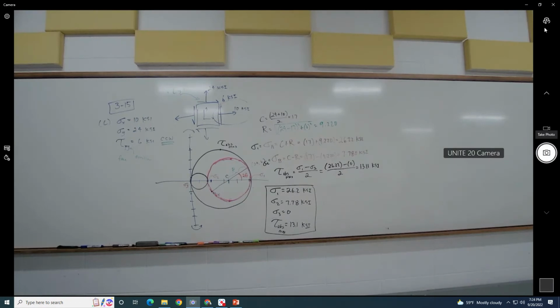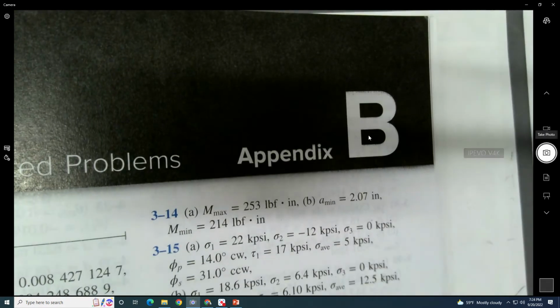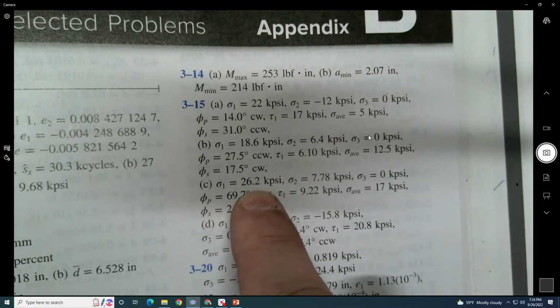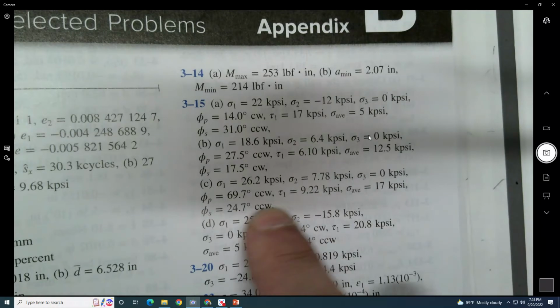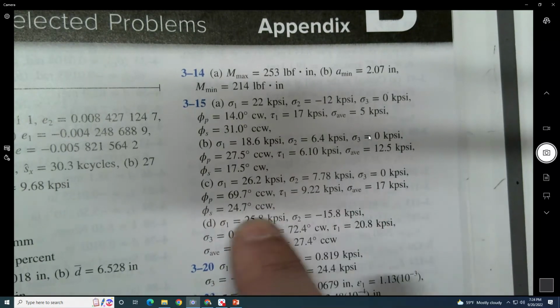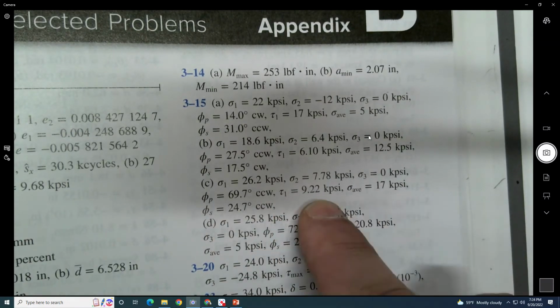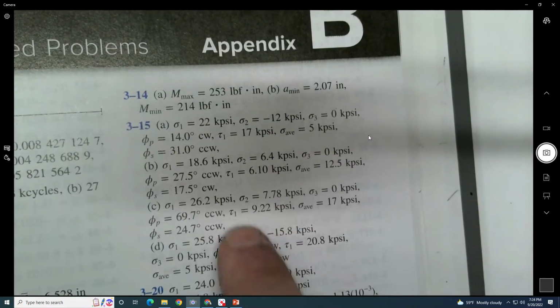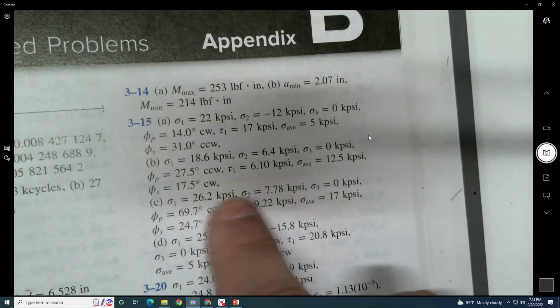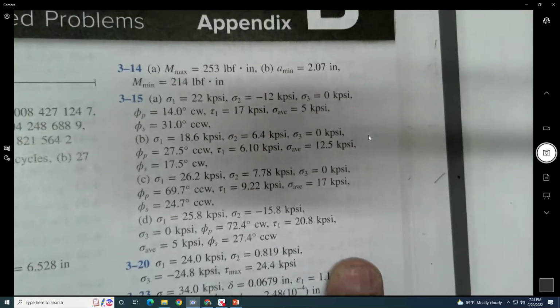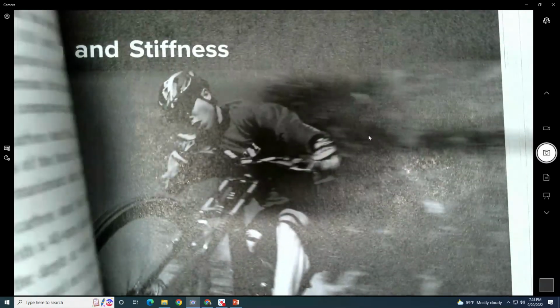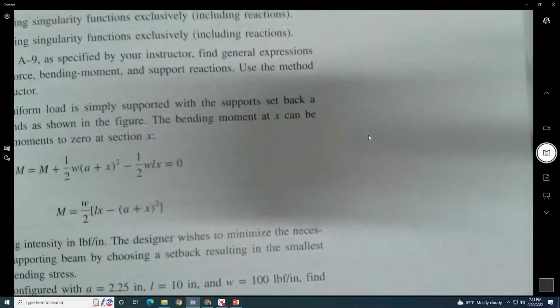Oops. Keep looking for that video. So let's see how we did with the numbers. We were C, right? So 26.2, 7.78, and okay. So I think they're just talking. Okay, so they didn't do the 3D Mohr circle yet. I don't think this problem is asking for the 3D Mohr circle yet. For whatever reason, they decided to make a distinction between problem 315 and I think a later problem.